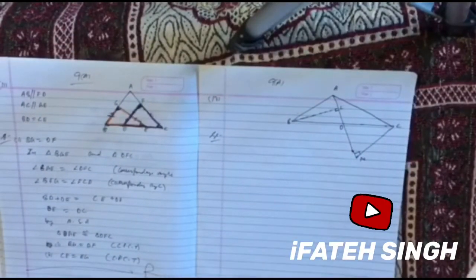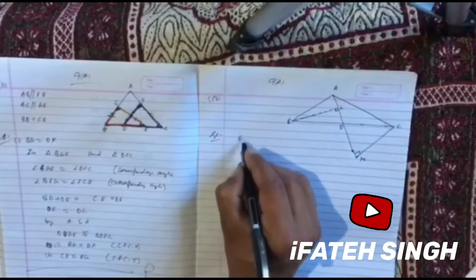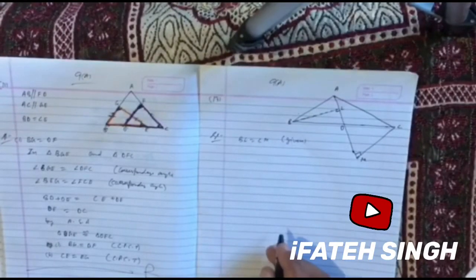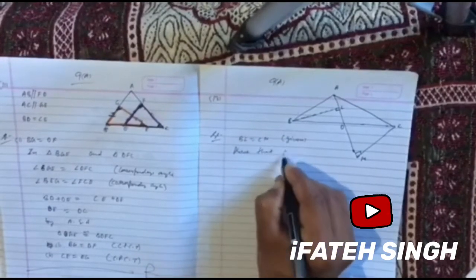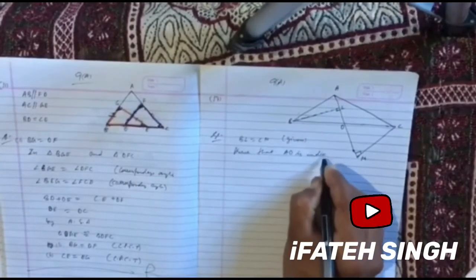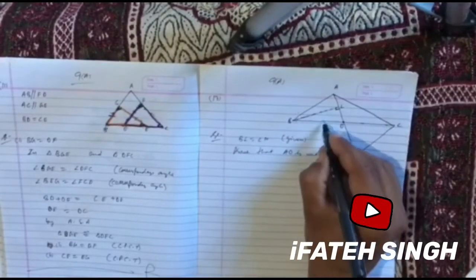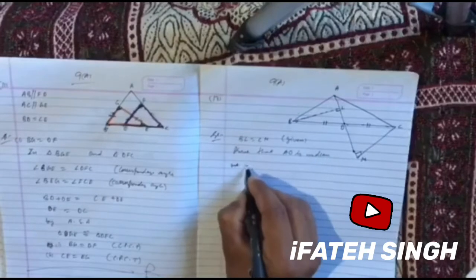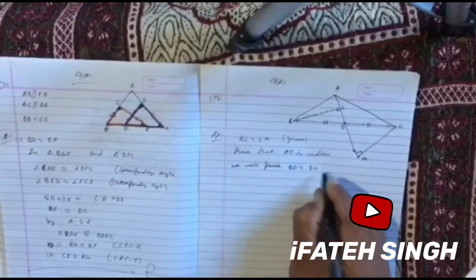This is the diagram which is given, and it is already given that BL is equal to CM. This is given, and we will prove that AD is the median. We know that the median is the line which cuts the opposite line into equal parts. We should prove that BD and DC are equal. We will prove BD is equal to DC.